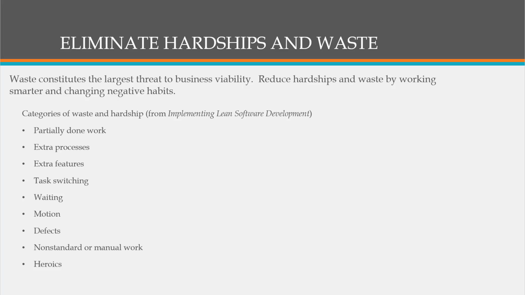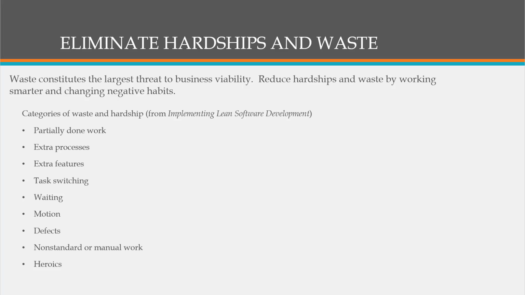This takes us to the next step, where we work hard to reduce or eliminate hardships and waste. Waste constitutes the largest threat to business viability, and by reducing hardships and waste, and by working smarter and changing habits that we have in the workplace, a continual process of improving ourselves, we can reduce waste and hardship and become more lean and more productive. And here are some examples and categories from our book. This actually comes from Implementing Lean Software Development.